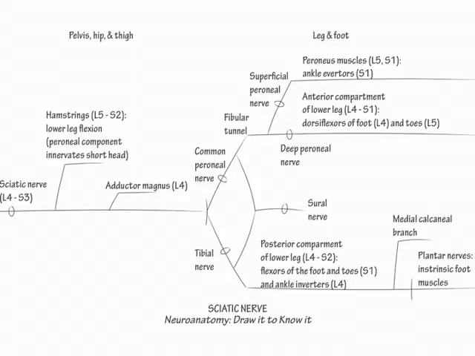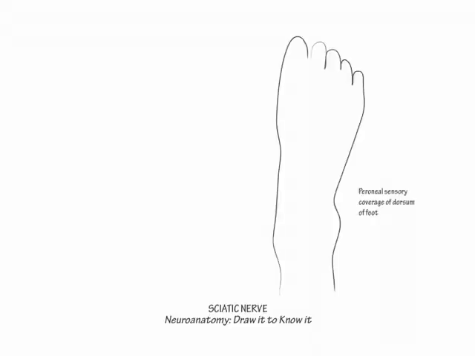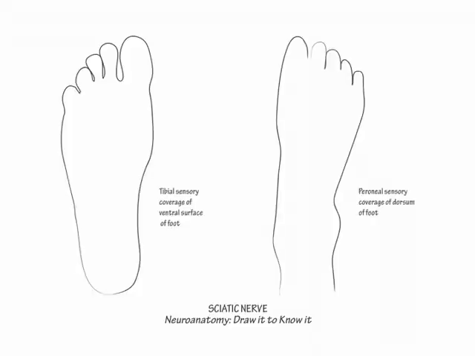Next, draw the posterior femoral cutaneous nerve. Show that the S1 to S3 roots supply it. The posterior femoral cutaneous nerve covers sensation from the midline posterior thigh. Now let's sketch the sensory coverage of the feet. Trace your feet. Label one as the dorsal surface of the foot and the other as the ventral surface.